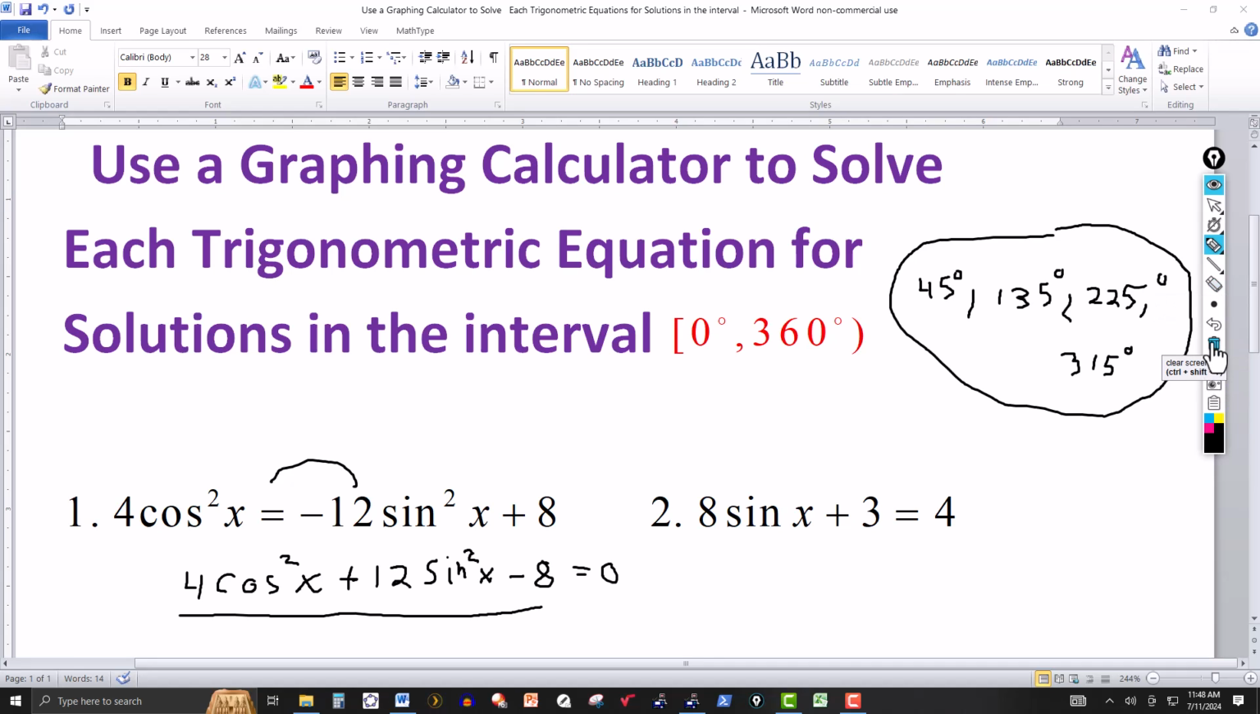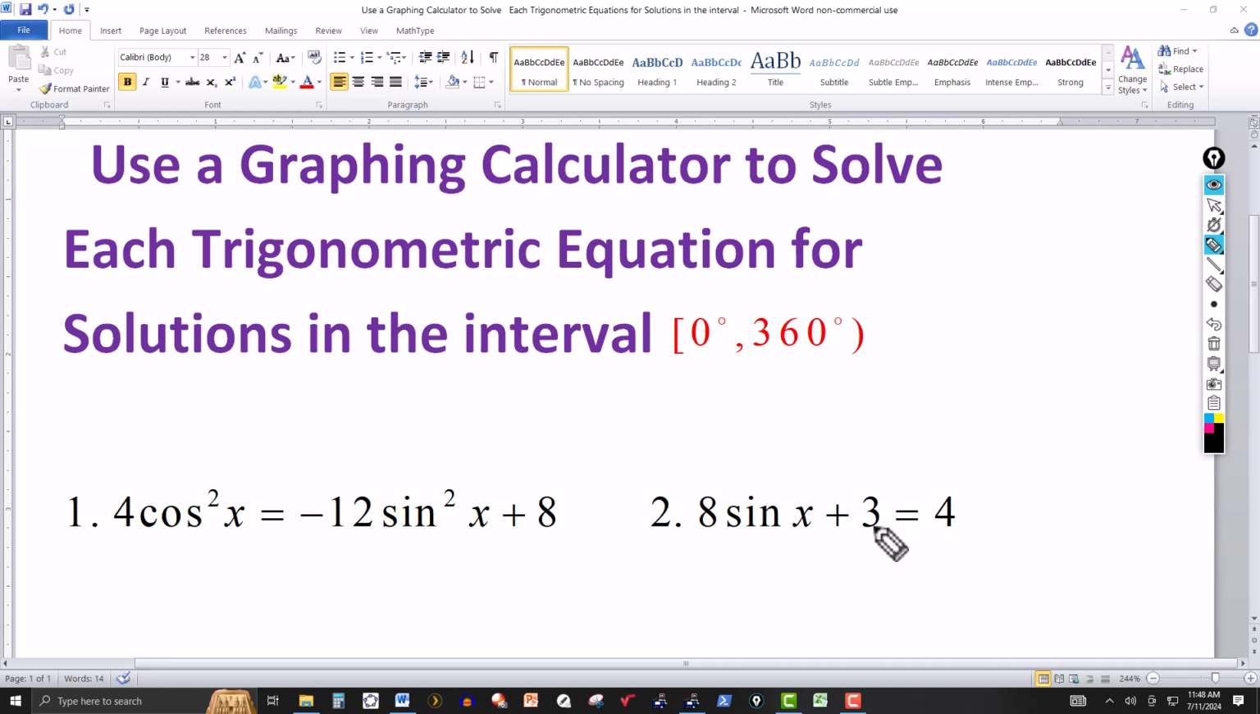Now for the second one, if I want to do the same sort of thing, now this one you could just use the regular calculator. It doesn't have to be a graphing calculator here. We could take this over to this side, take this over to this side. That gives you a 1, and then divide by 8. I get sine of x is equal to 1/8. And I can just use the inverse of sine, and I can get my 2 solutions.